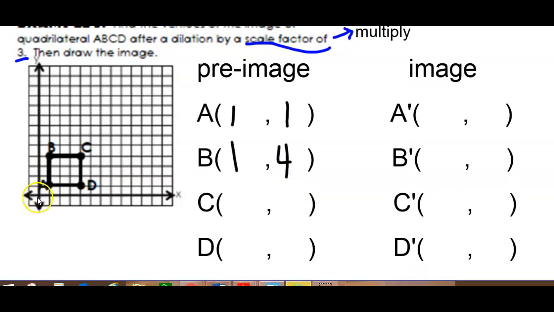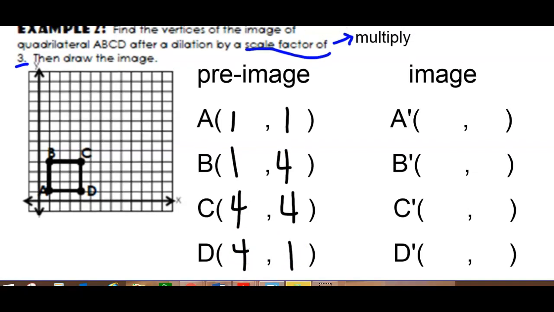And then C, again at the origin, 1, 2, 3, 4, and then up 1, 2, 3, 4. So 4, 4. And then last but not least is D. So back to the origin, 1, 2, 3, 4, but then up only 1. All right. So again, we were going to multiply these points by a scale factor of 3.